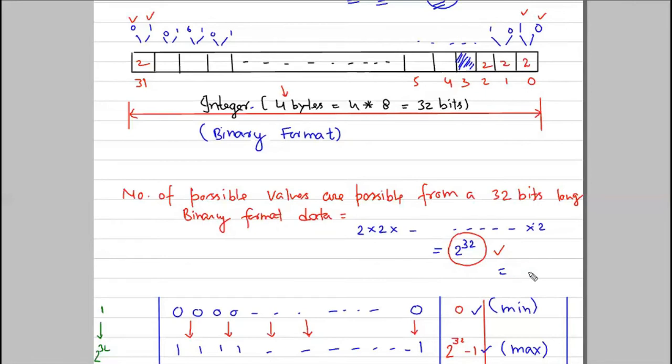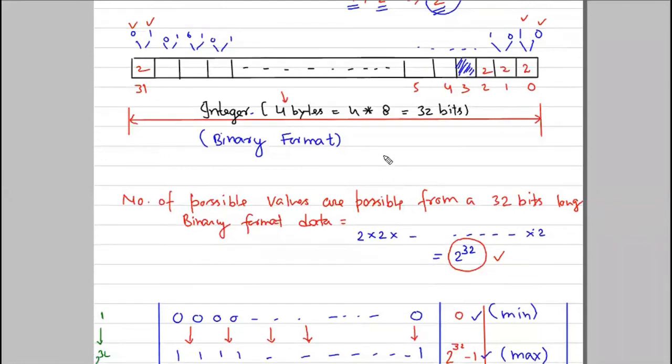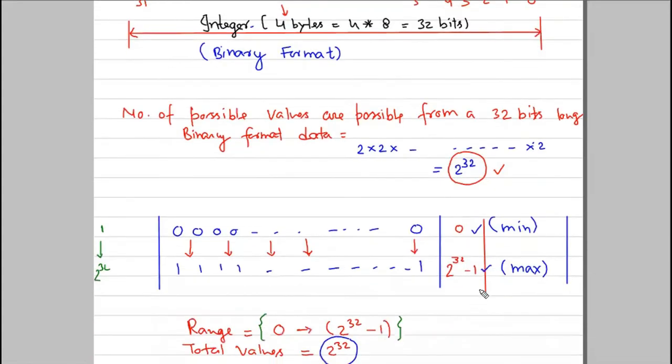But we don't need to focus on that part, we need to focus on the number of possible values, okay. So how to generate the minimum value? If we write 0 at each and every bit, then it definitely would be the minimal value, right? If we write 1 at each and every bit, then it would be the maximum value. So if we write 0 at each and every bit, it would produce 0. If we write 1 at each and every bit, it will produce 2 to the power 32 minus 1.